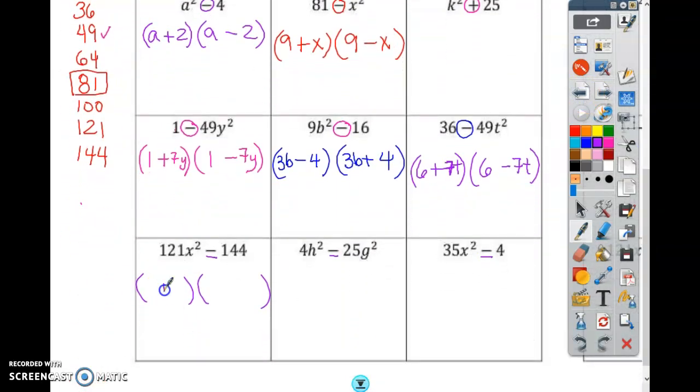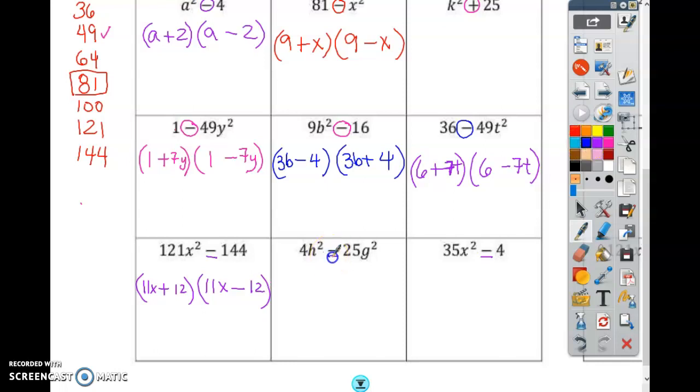So one's plus, one's minus. Square root of 121 is 11. Here's an x, so here's an x. 11x. And the square root of 144 is 12 and 12. Perfect.